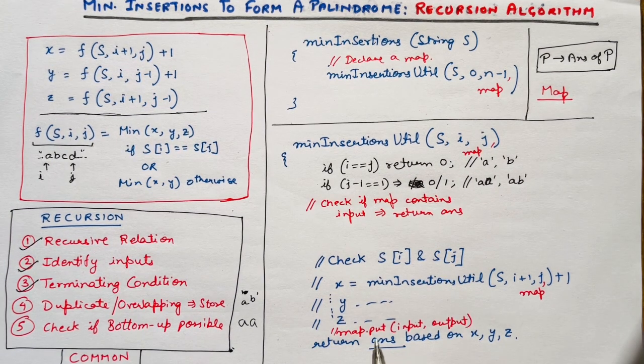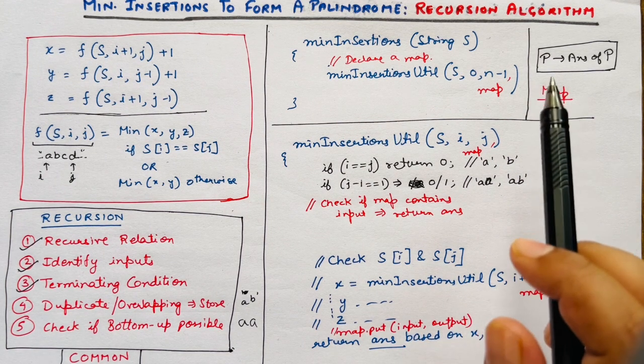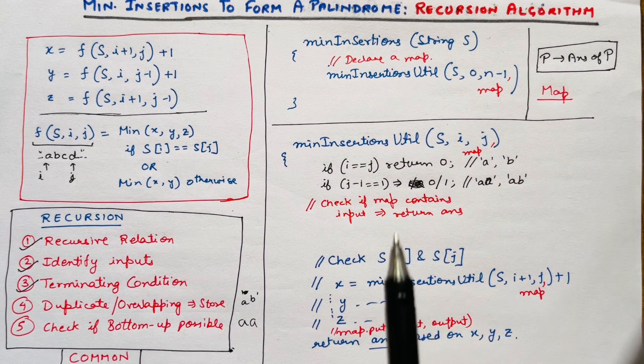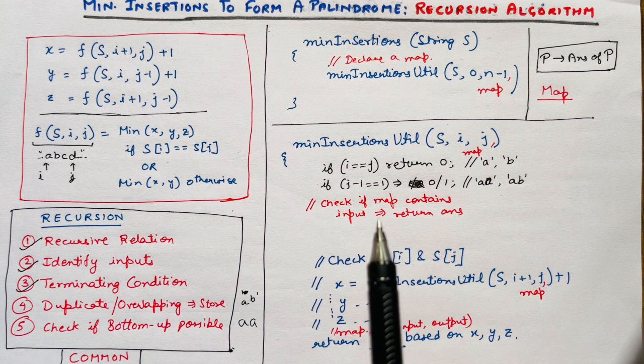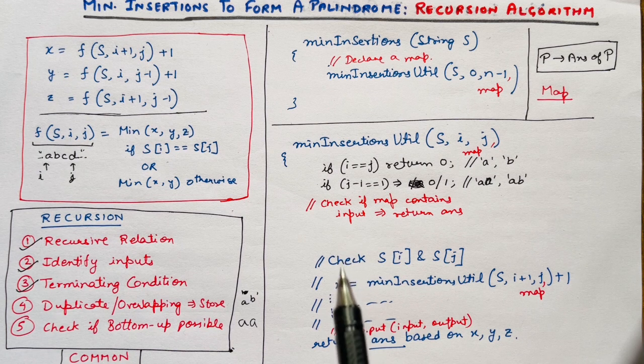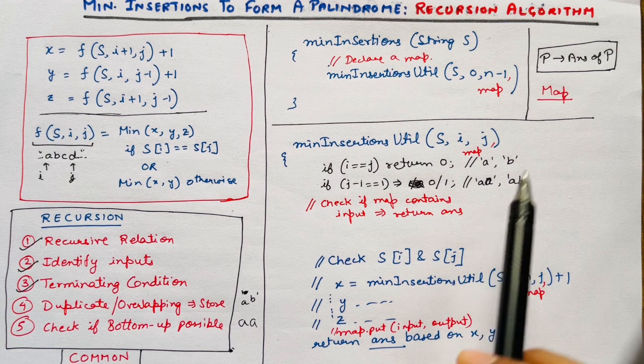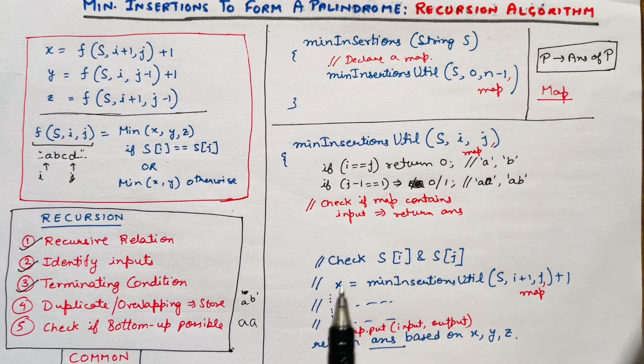Before returning the answer, we will first put that in the map that hey, for this input, this is our answer, just like this. And here, before actually going to the calculation, we will first check if the map already contains this input. If the map already contains this input, that means we have already calculated for it and we will return the answer directly from the map in constant time.